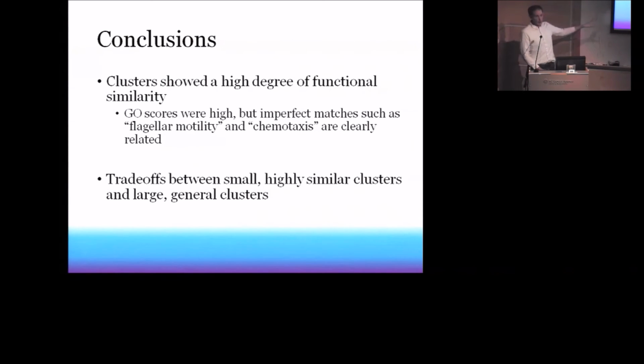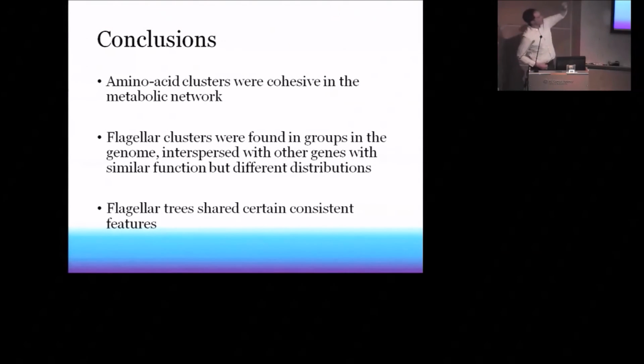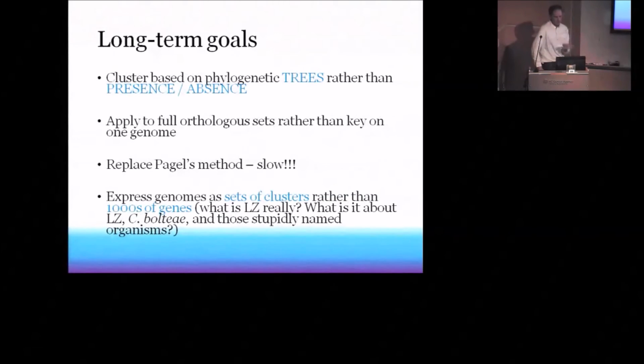There's no magic formula. But again, if you change the threshold slightly, you might go from a larger cluster that's somewhat similar, sort of somewhat related processes, down to a smaller cluster that's much more cohesive. Which is the right one? Well, it depends on what you're trying to do. And then just specific results, right? So we had cohesion in the metabolic network, and then we had clustering in the genome, and certain consistent features in the flagellar trees. So, what next?